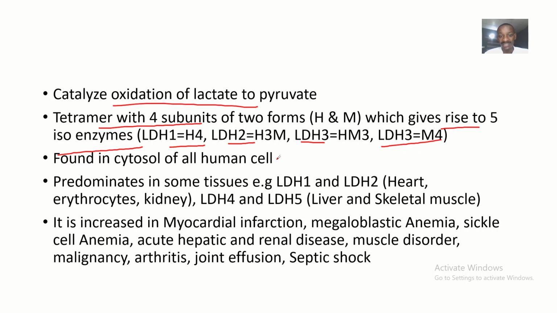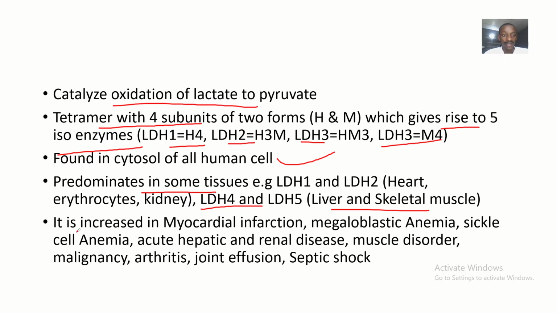So this lactate dehydrogenase is found in the cytosol of all human cells. It predominates in some tissues, like LDH1 and LDH2, which are mostly found in the heart, erythrocytes, and kidneys. LDH4 and LDH5 are mostly found in the liver and the skeletal muscles.